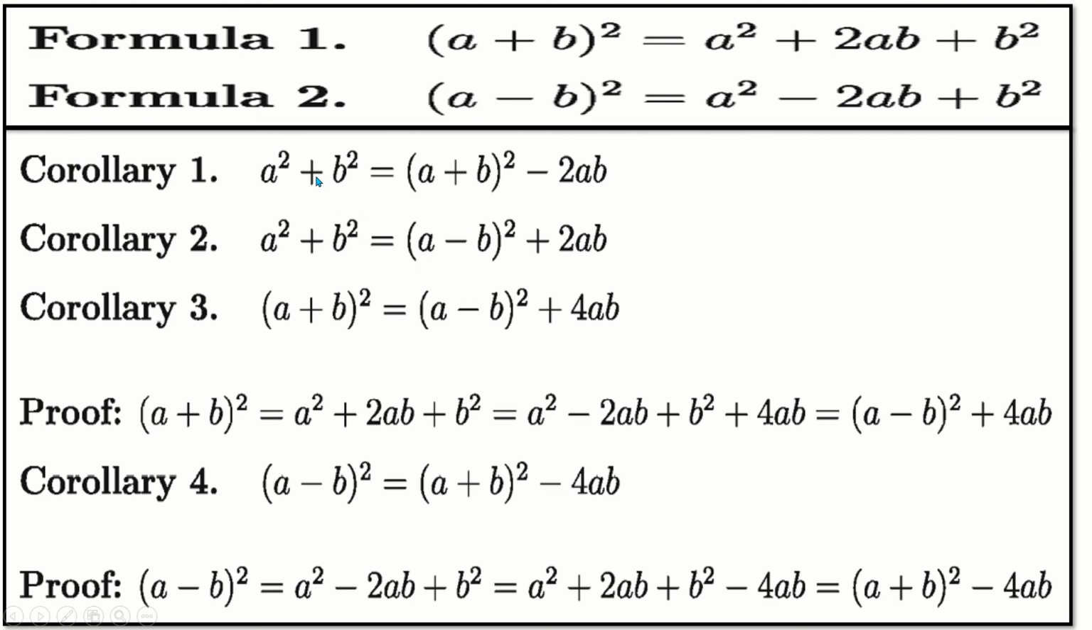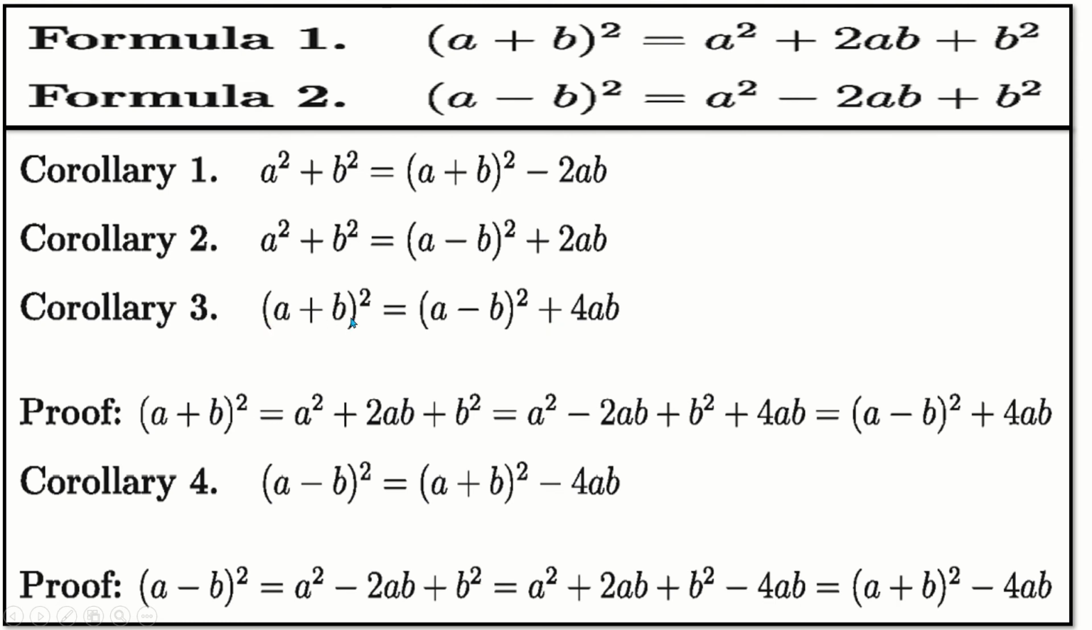We will use these two corollaries for solving math. Depending on the given condition, we'll use this formula or this formula. That means if the given condition is a plus b equal to something, we'll use this formula. And if the given condition is a minus b equal to something, we'll use this formula. Clear?